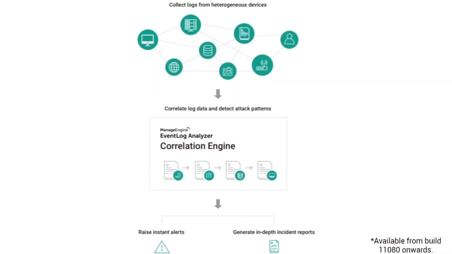I'd just like to make a note at this point. Those of you who are using EventLog Analyzer with a build lower than 11,080, you would need to upgrade it to 11,080 or later to make use of the enhanced correlation engine.